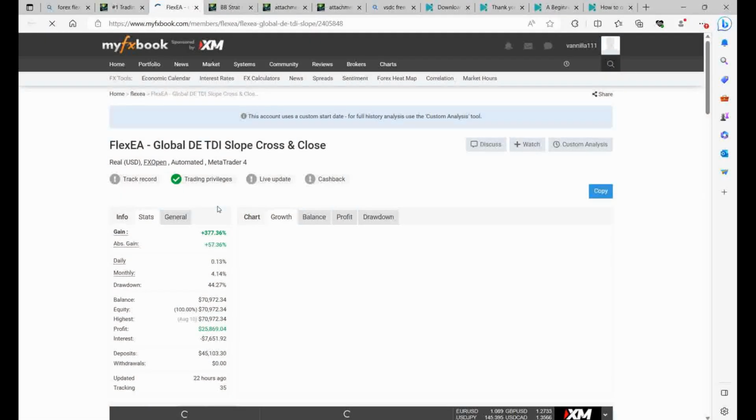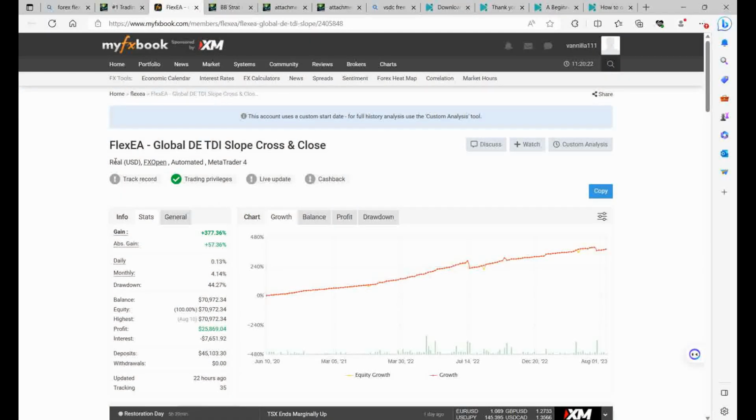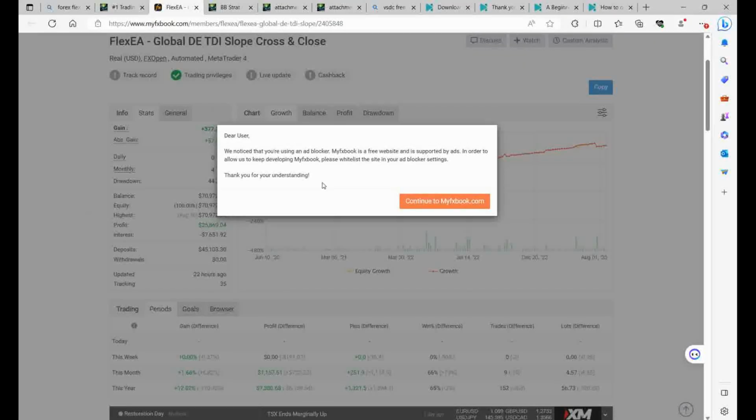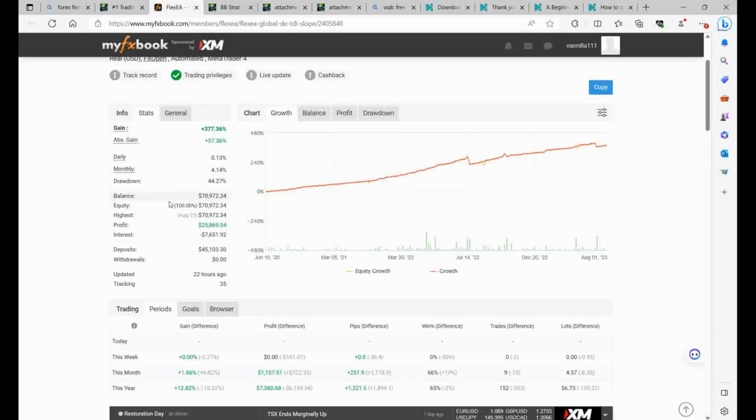So we can actually verify this by looking at the MyFX book and looking at the results. It looks like it's been running for about 3 years now. It looks like it has about 370% gain, or about 4% monthly, and it looks pretty good. This looks like a really good EA.